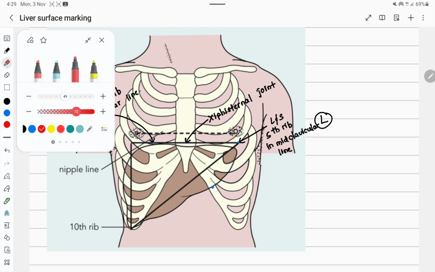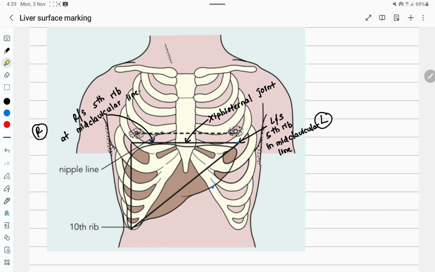So now you can do surface marking of the superior margin of the liver. On the left side, the fifth rib in the mid-clavicular line, then the xiphisternal joint, and the right side fifth rib at the mid-clavicular line. You join these three points, then you can easily surface mark the superior margin. Next, we will see how to surface mark the inferior border.